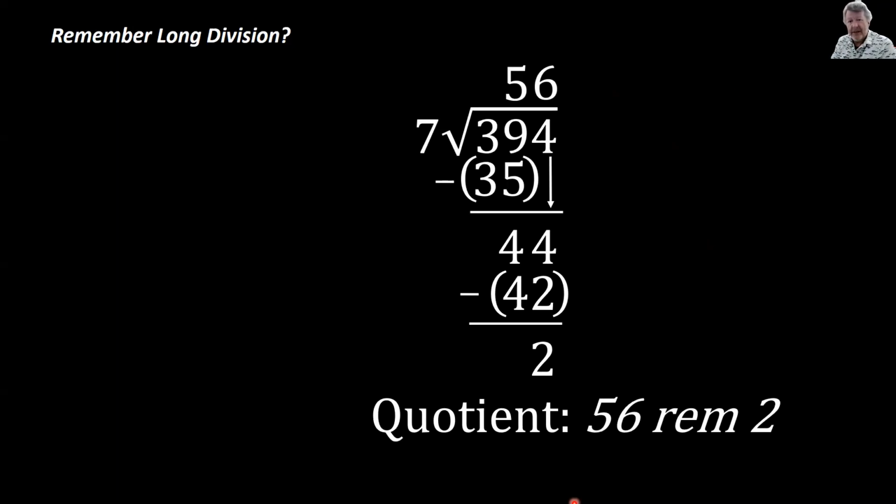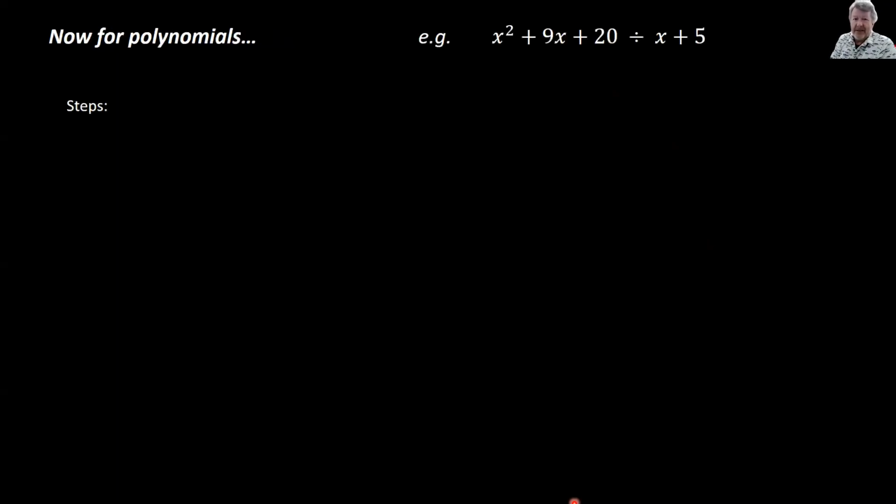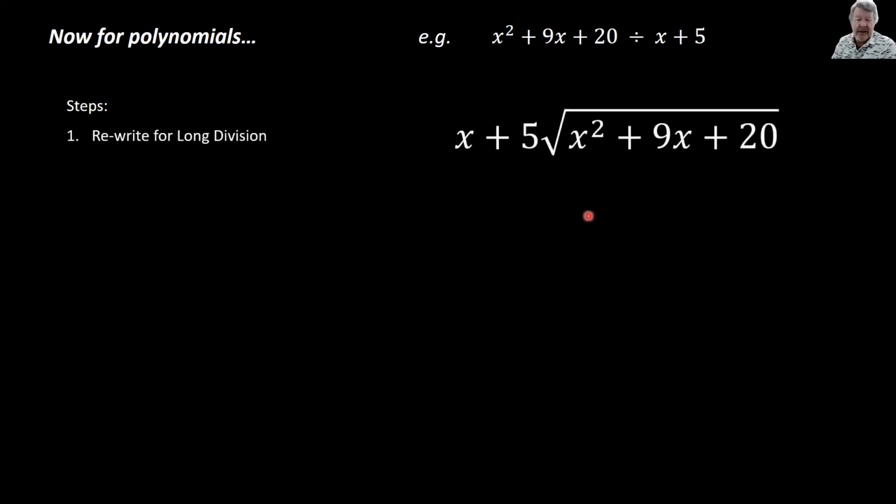All right, think you got that? Let's get into some polynomials. Here's a typical question you might come across. X squared plus 9x plus 20, it's just a quadratic, divided by x plus 5. All right, there's a few steps for this one. We'll go through this over here. Step number 1, rewrite it for long division. So that's no good to us. Let's rewrite it over here as a long division.